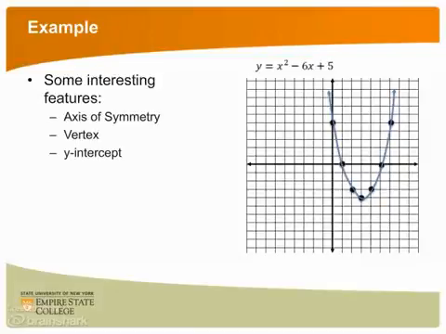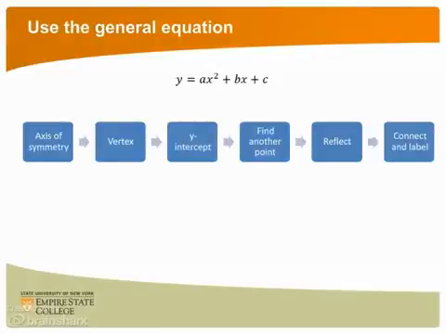We also can identify where the graph crosses the y-axis. This y-intercept will also be useful. We can use these features to create the parabola. First, we find the axis of symmetry. This leads directly to finding the coordinates of the vertex.